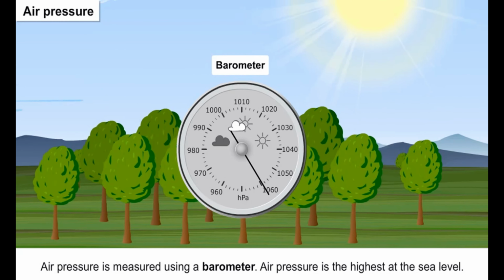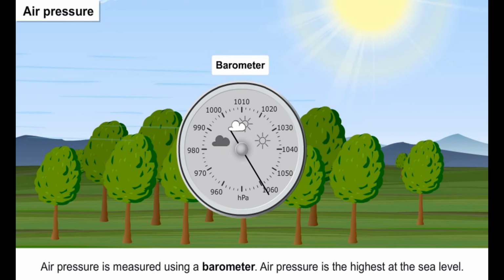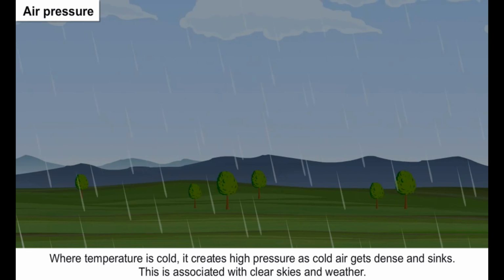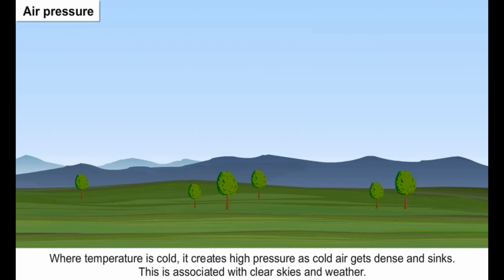Air pressure is the highest at the sea level. It keeps decreasing as we go up in the atmosphere. In areas where the temperature is high, the air rises and creates a low pressure there. This creates conditions of cloudy skies and wet weather. Where temperature is cold, it creates high pressure as cold air gets dense and sinks. This is associated with clear skies and fair weather.